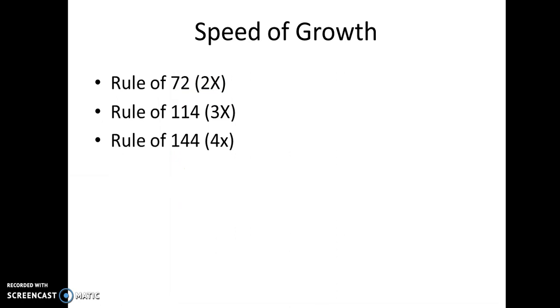Next is the rule of 144. You divide 144 by the rate of interest to find the number of years it would take to quadruple your investment, which is double the rule of 72.